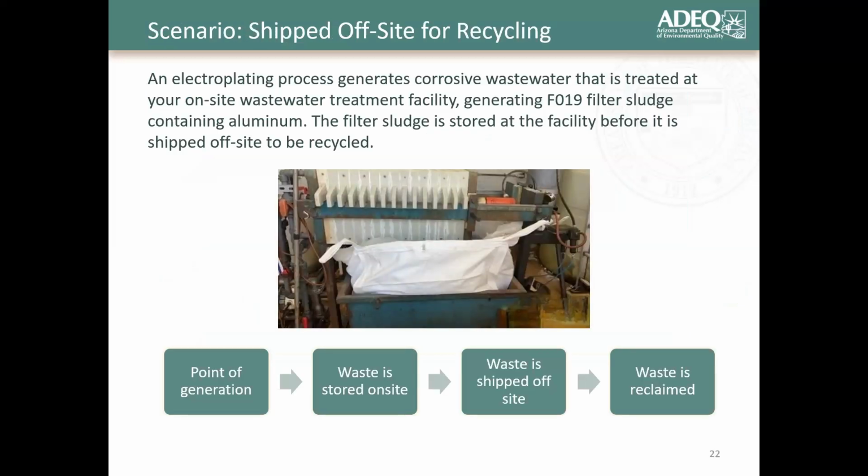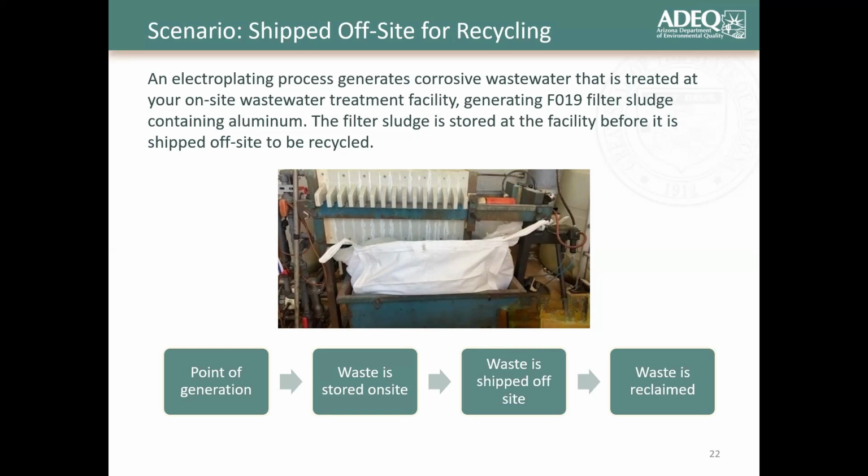In this last scenario, we are looking at a facility that has an electroplating process that generates corrosive wastewater that is treated at their on-site wastewater treatment facility, generating an F019 filter sludge containing aluminum. The filter sludge is stored at the facility before it is shipped off-site to be recycled. The neutralized wastewater is subject to your industrial wastewater pretreatment permit, but the sludge is a listed byproduct. The point of generation is the collection container below the filter press.